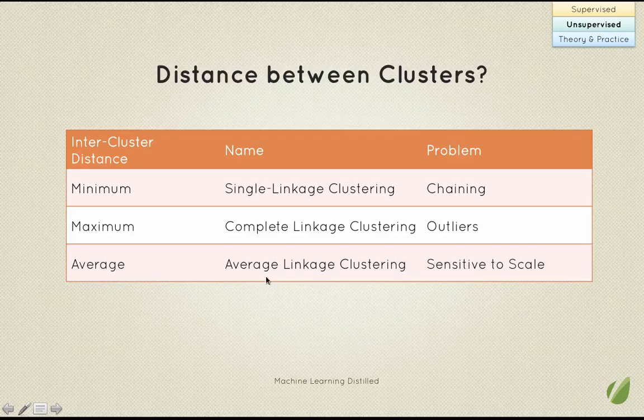So if we take the average distance between two clusters and use that, it may be less sensitive to chaining and outliers. One issue here is, though, it is sensitive to the scale. So we can apply a slight transformation, even an equivalent transformation, and significantly change the results. So these are three ways of defining what's the distance between clusters.